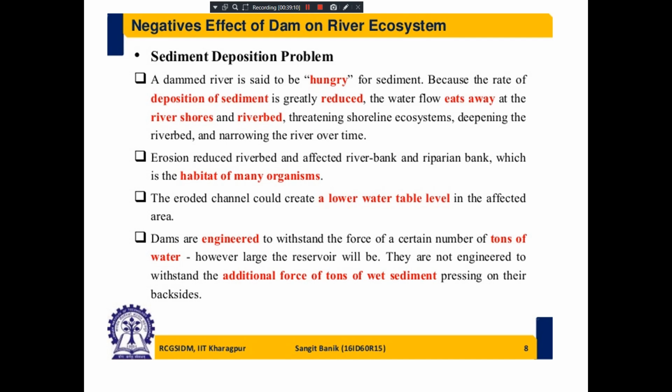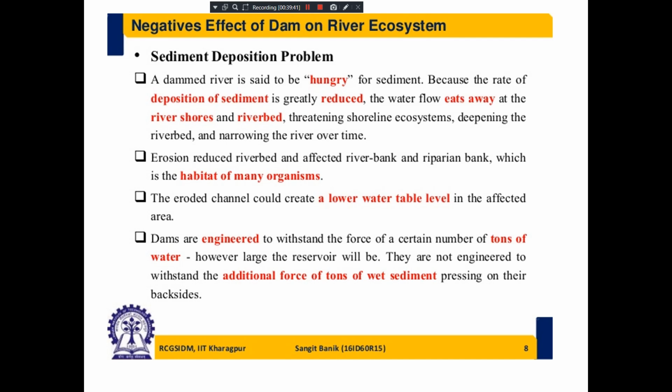More erosion, see the soil erosion. It has affected the habitat of many organisms. Even the eroded area has a lower water table level. So because of all these things, even we don't know what will happen.